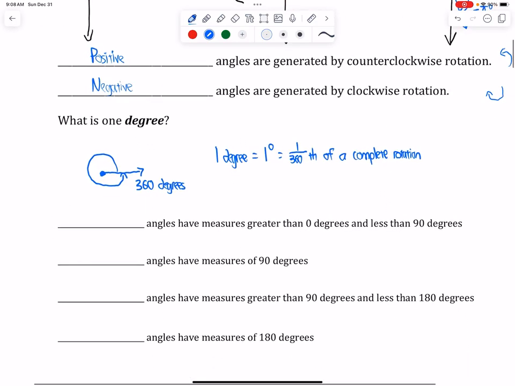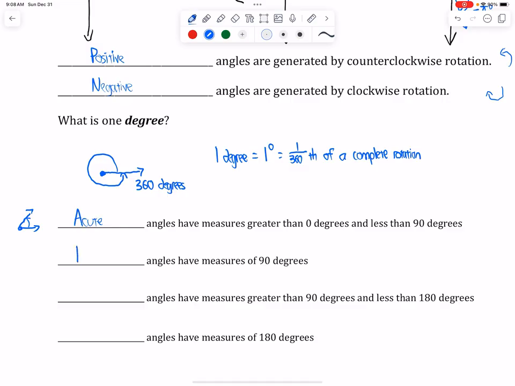Now, some vocabulary words we'll use every now and then. Angles with measures greater than 0 degrees and less than 90 degrees are what we call acute angles. So it might be, for example, something like this. That would be an acute angle.